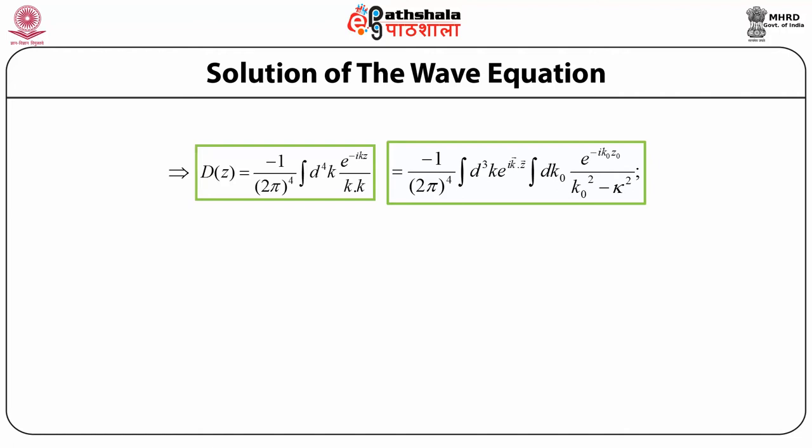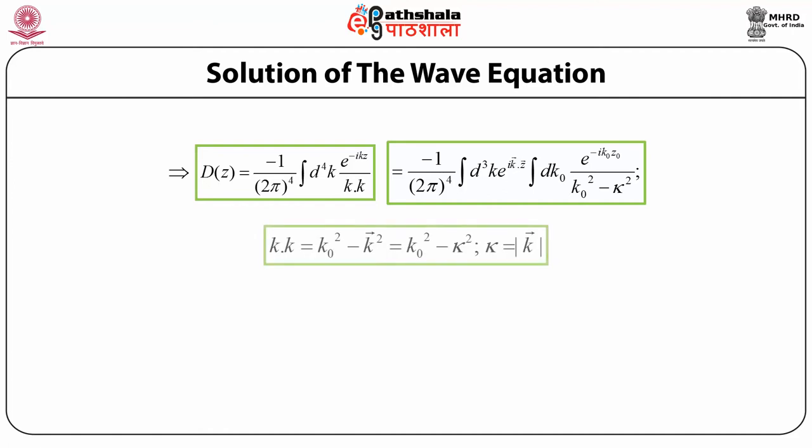k dot k is equal to k naught square minus k square, which is further equal to k naught square minus chi square, where chi is equal to the modulus of k. The integrand has two simple poles at k naught equal to plus or minus chi. The integral can be easily evaluated by the method of contour integration, wherein we consider k naught to be a complex variable. First, we select a suitable contour for the purpose.